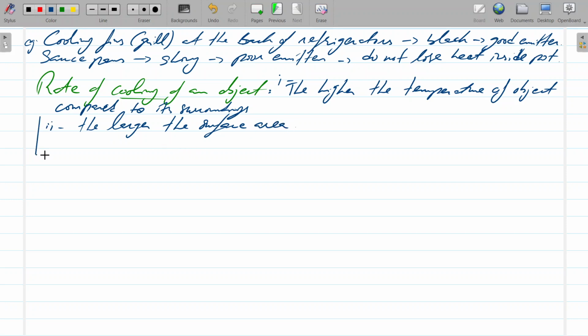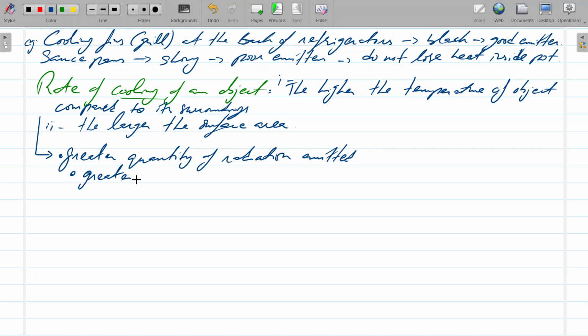Right? And both of these factors, if the temperature difference is high and the surface area is large, then the greater the quantity of radiation emitted. And the greater the rate of cooling. Why? Because it's losing heat faster.